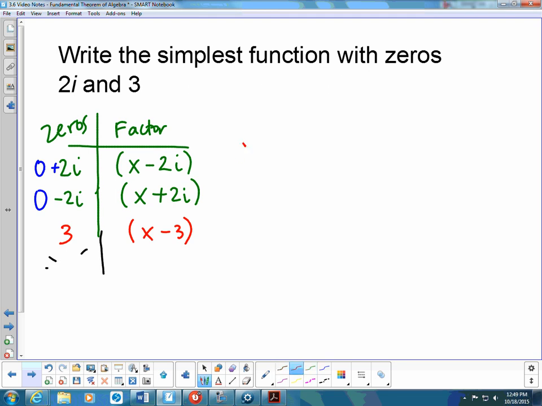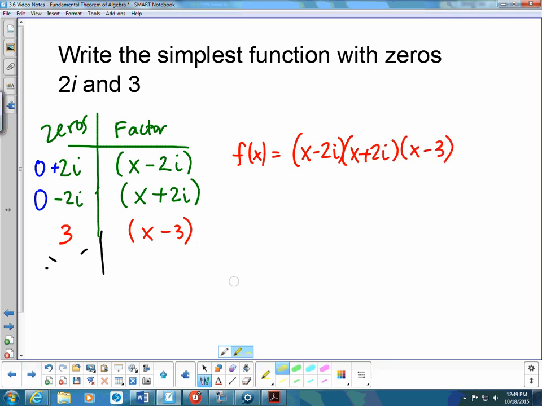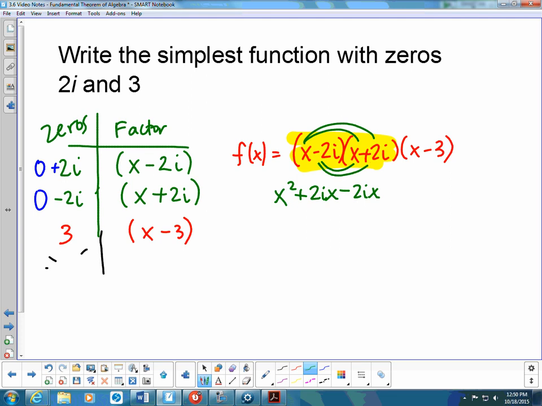So to find our function, we know in factored form that we have x minus 2i multiplied by x plus 2i and x minus 3. Now when you are going to multiply these, really you can take any two you want to multiply first, but whenever you have a conjugate pair, you should always multiply those first so things will cancel out. So if I FOIL this, I'll have x squared minus 2ix. Well, I guess that was actually a plus. Sorry about that. Outside was a plus. Inside is a minus 2ix.